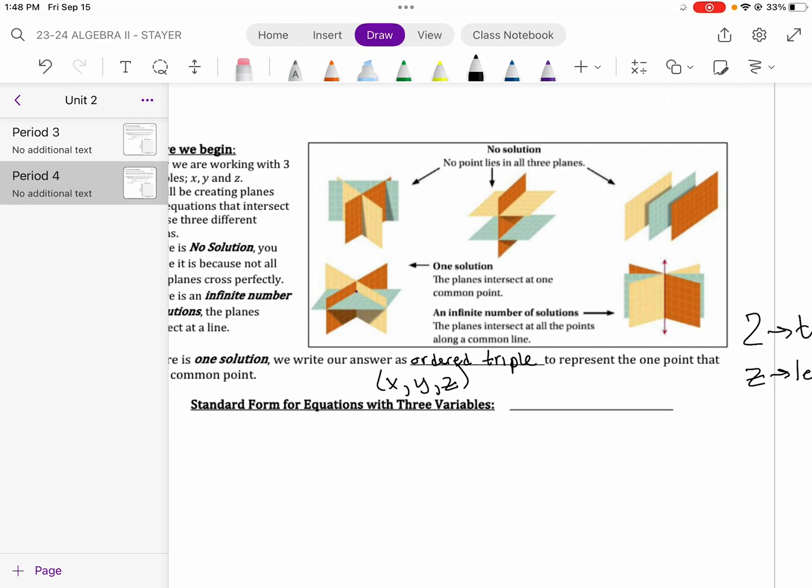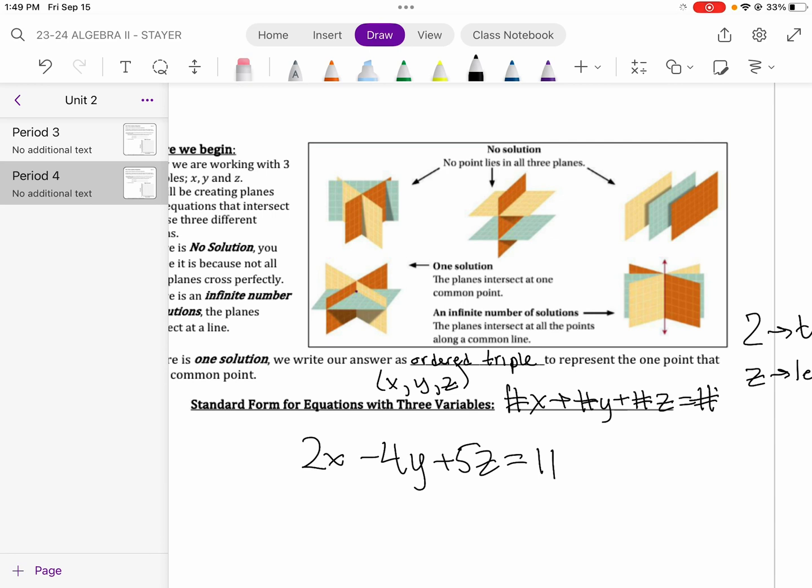Standard form for an equation with 3 variables. All it is a number with an X in front of it, plus another number with a Y, plus a third with a Z equals my last number right there. So here's an example. I might say 2x minus 4y plus 5z equals 11. That's one of the equations that you might see.